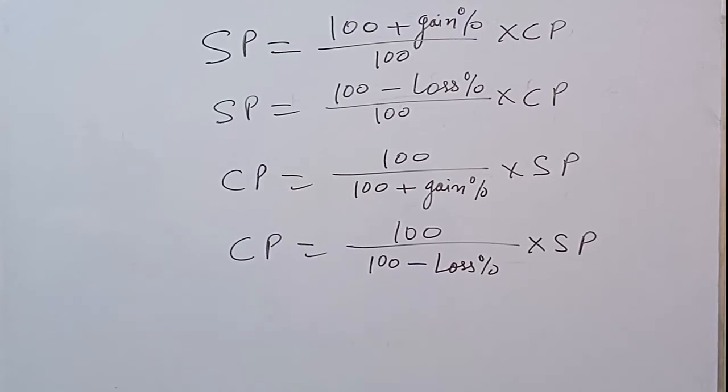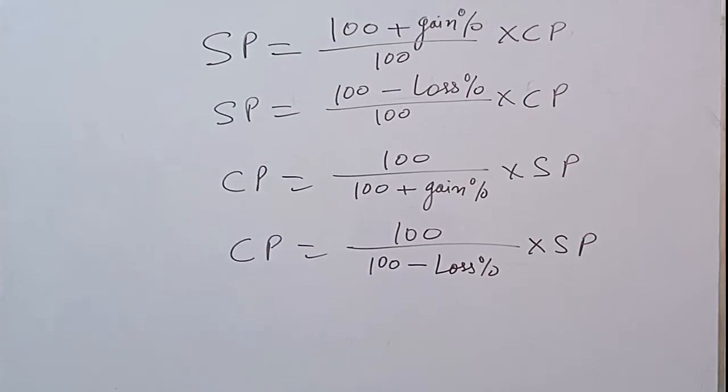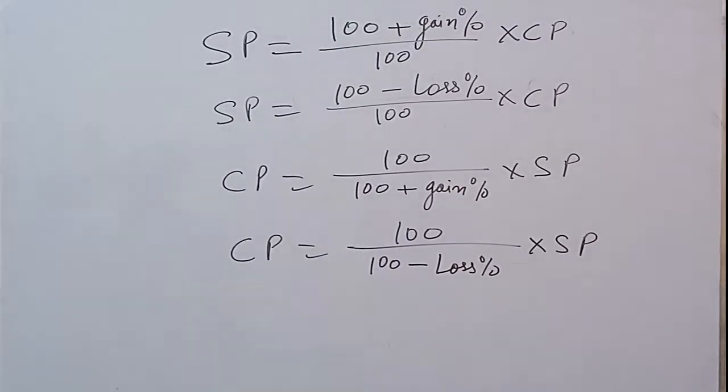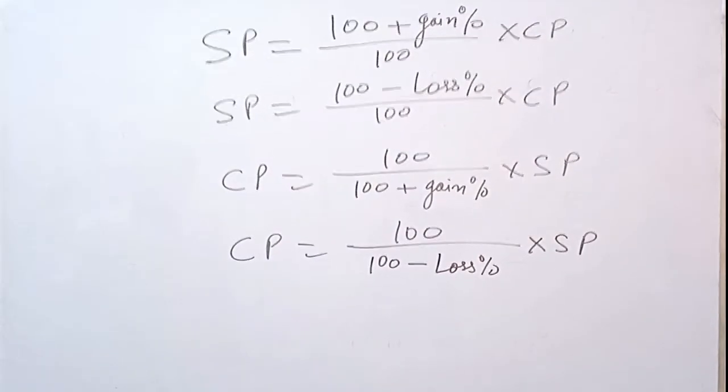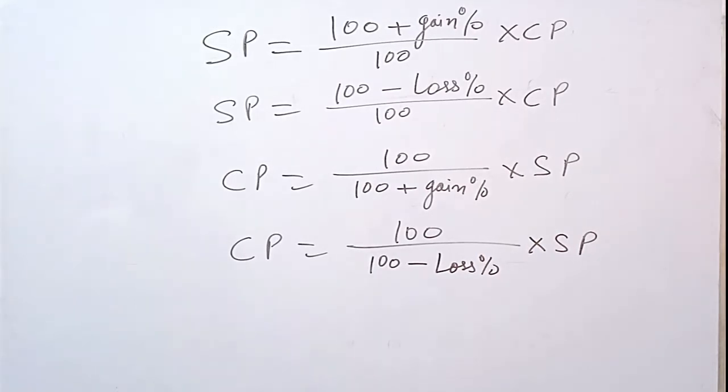Children, we have started the chapter Profit, Loss and Discount, chapter 8, and we have studied profit, loss, profit percent and loss percent. Now we will study how to find the third quantity whenever the cost price and gain percent is given, or the selling price and gain percent or loss percent is given. Here I have written some formulae.